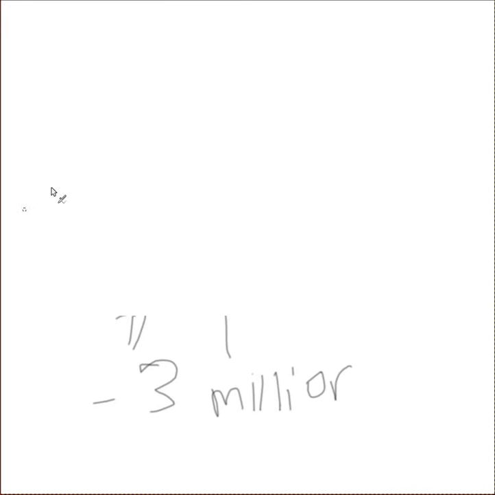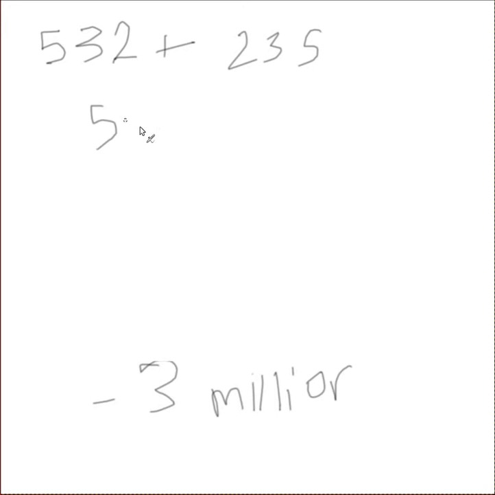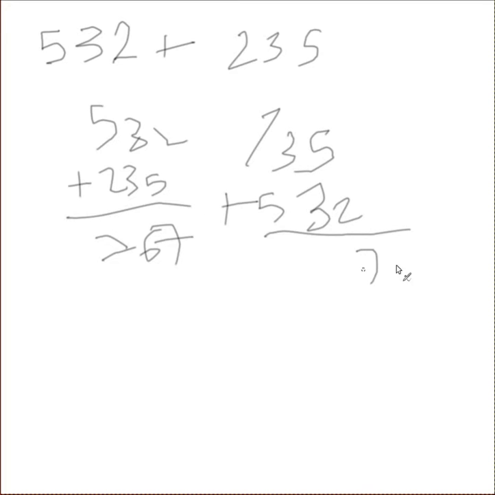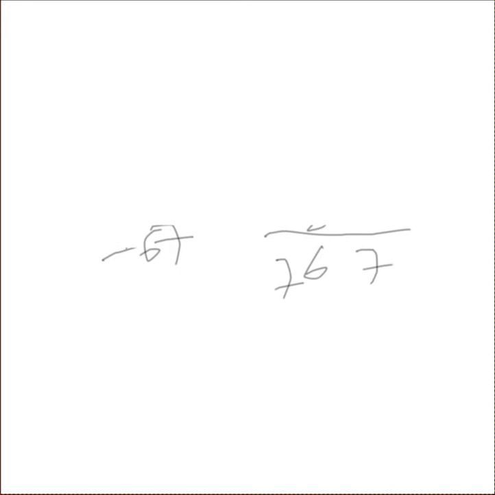As an example, let's take a look at 532 plus 235. 532 plus 235 is 767. 235 plus 532, flip around the order of the numbers, is 767. So you can see it works. You can try it with other numbers. It works.